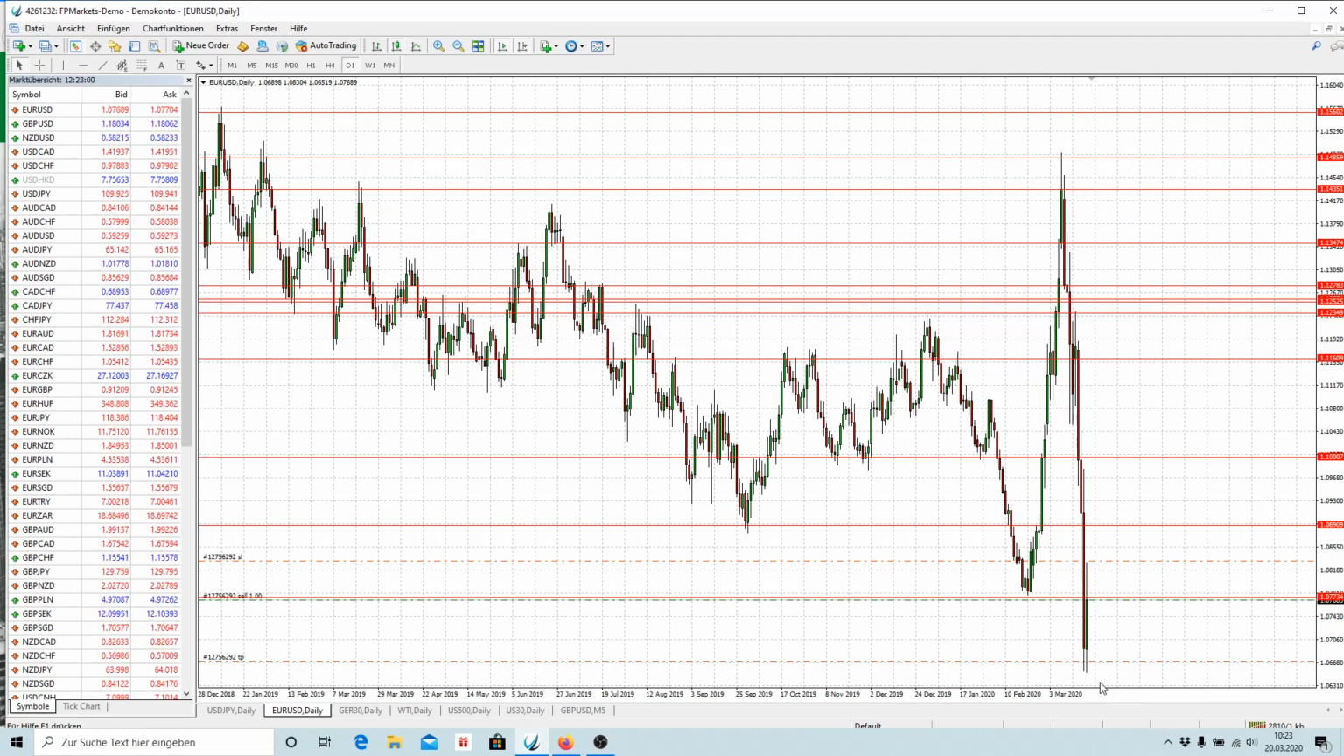Let's see how this plays out. I didn't risk too much and have a pretty good risk-to-reward ratio. I'm risking this much, and I'm trying to gain much more. A pretty solid trade in my opinion.